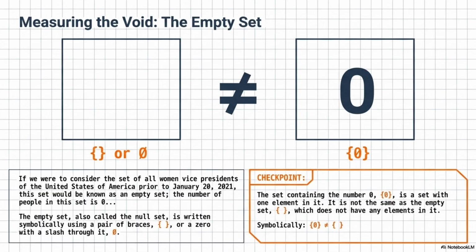Exactly. In set theory, this is known as the empty set or sometimes the null set. It's symbolized by a pair of empty curly braces or by a zero with a diagonal slash through it. And it is a completely valid mathematical entity.